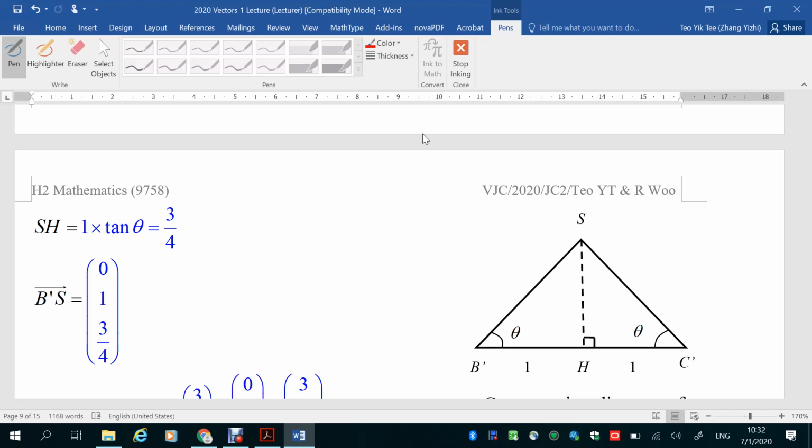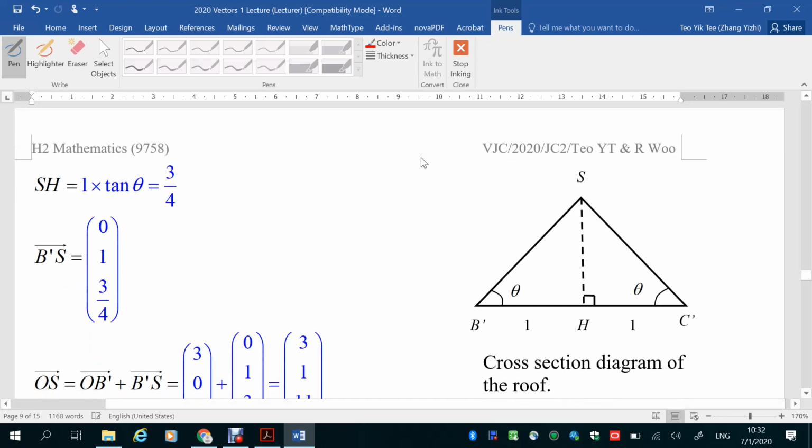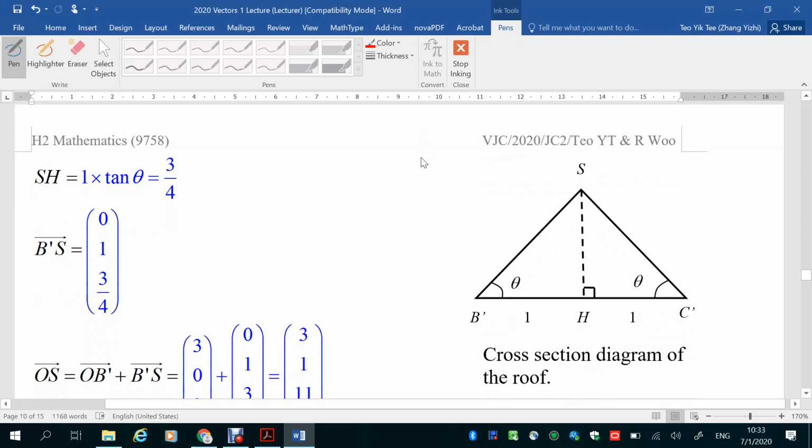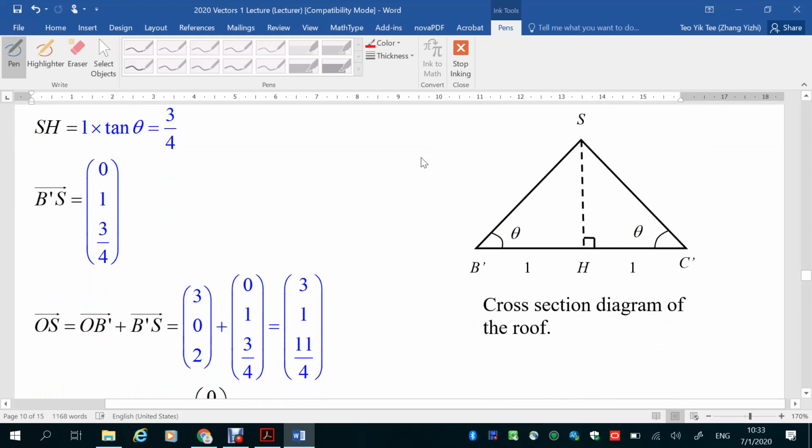Via your trigo, you can tell me that SH actually has a length of 3/4. So where actually is your B'S? It's actually (0, 1, 3/4). If you can find B'S, you can find OS using your vector displacement: OB' plus B'S. Start at point O, go to B', then from B' to S.